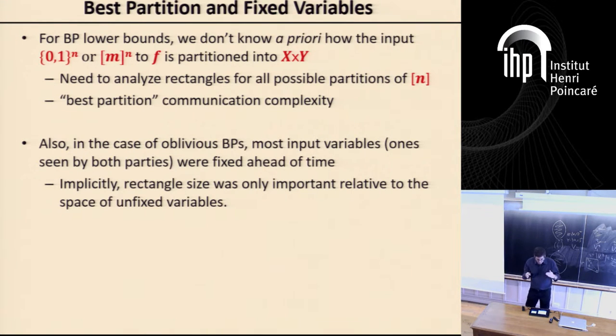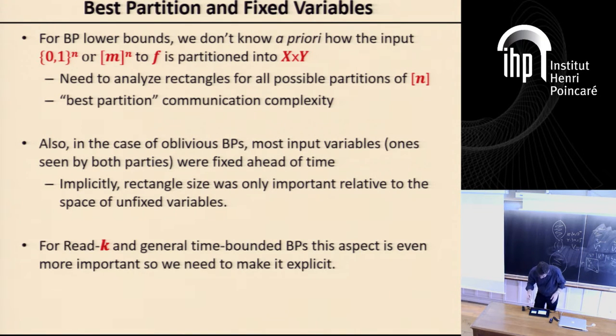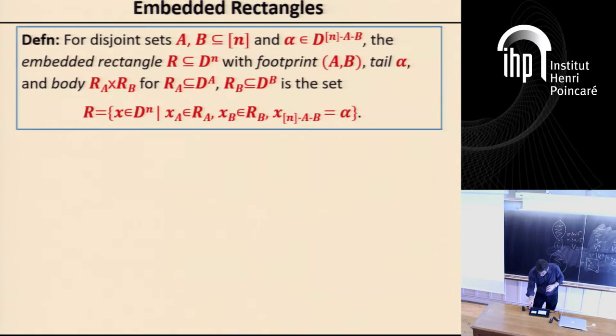Implicitly, the rectangle size only was important relative to the size of the unfixed variables. So the fixed variables, we just fixed them to some arbitrary value, and then we said, look at the complexity on the rest. And that business about fixing is even more important. And so here is the general notion, and it's a little bit tricky to think about in general. So think of the rectangle concept.